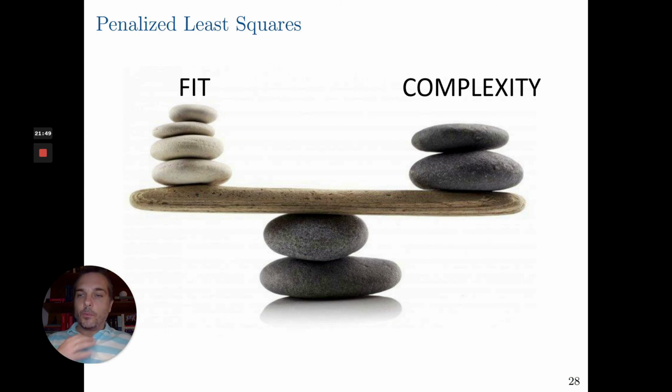So what's going on here is a trade-off between fit and complexity. Okay? So the larger the lambda, we are reducing the complexity of the model, but we are probably decreasing the fit. If we increase complexity, the fit will be better, but at a higher complexity. So we need a trade-off between these two.